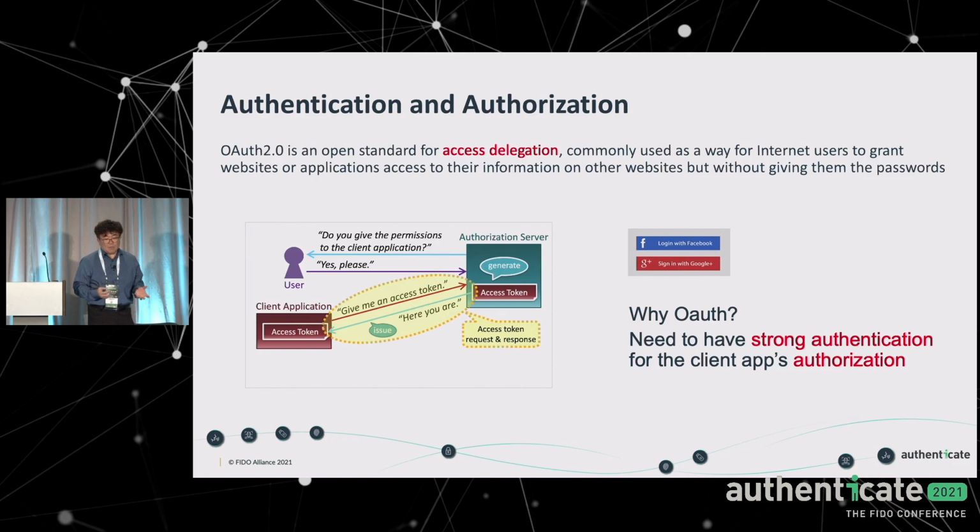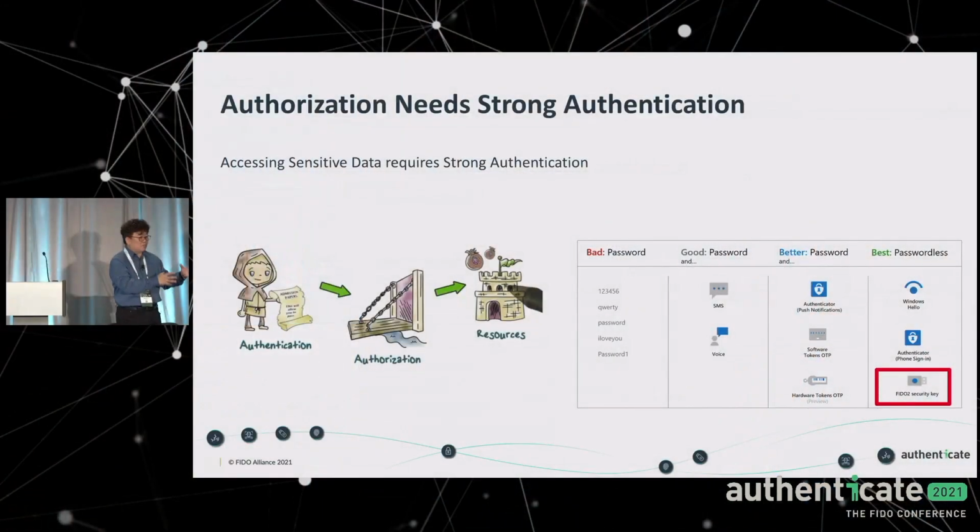So why do we need OAuth? Because you need to have a strong authentication. Strong authentication is the keyword to get the client apps authorization. This is how everybody is using these days, right? Authentication is the key. You have to have a really strong authentication to get the authorization and then the resource. So this is why we have to have FIDO authentication, and everybody knows this in this realm.